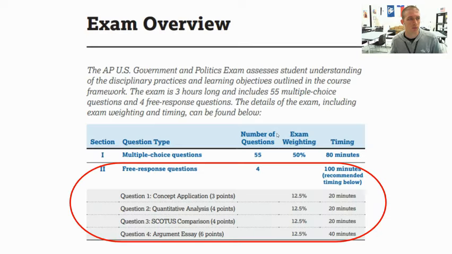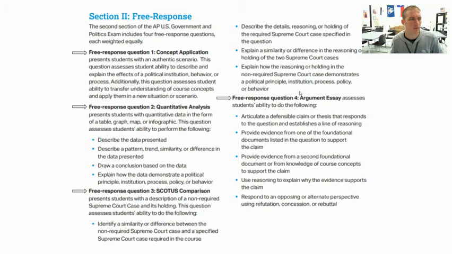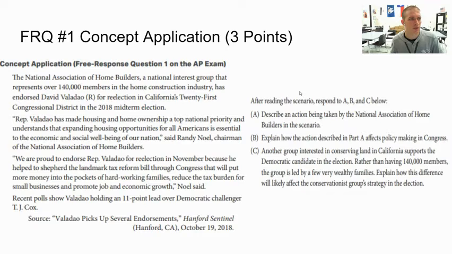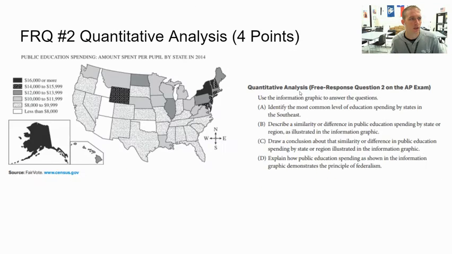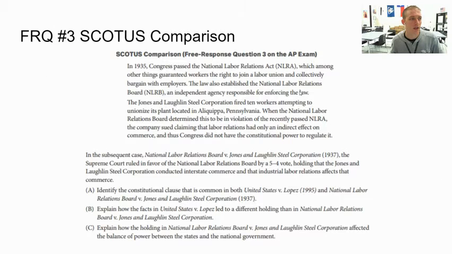So as a reminder, just some general exam information. You can see here that your SCOTUS comparison has 4 total points awarded to it. It is 12.5% of your exam grade, and you'll have 20 minutes to write it. General information about prompts, and then we're going to skip over some of the other ones that we've already done or have not done yet. And here's what the SCOTUS prompts look like.